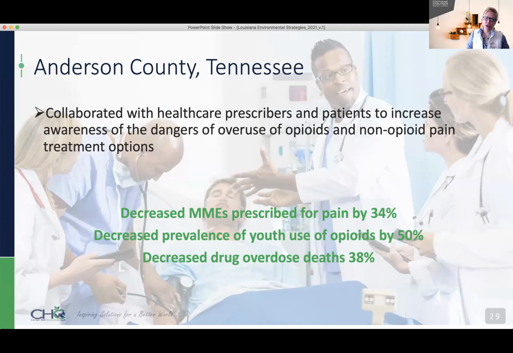And we collaborated with healthcare prescribers and patients as well to increase awareness of the dangers of overuse of opioids and non-opioid pain treatment options, because we didn't want people to suffer pain. We wanted people to know that there were different options available that were perhaps more effective at treating their pain. As a result, the MMEs prescribed for pain decreased by 34%. The prevalence of opioid use decreased by 50% in 2 years, and drug overdose deaths decreased by 38% in a 3-year period. And so significant changes associated with those environmental strategies.